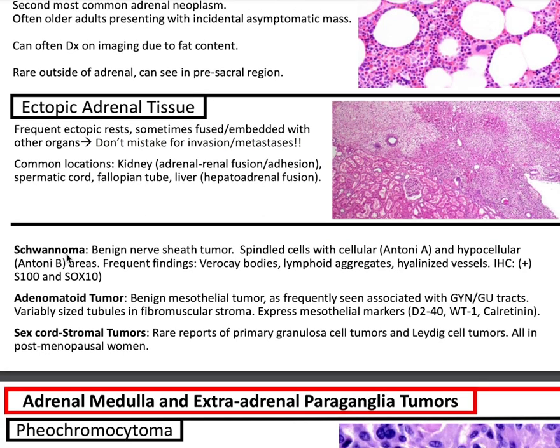Ectopic adrenal tissue, where you'll have frequent ectopic rests, sometimes fused or embedded with other organs. Don't mistake for invasion or metastasis. Common locations include kidney, where you'll have adrenal-renal fusion or adhesion, spermatic cord, fallopian tube, and liver, where you'll have hepatoadrenal fusion.